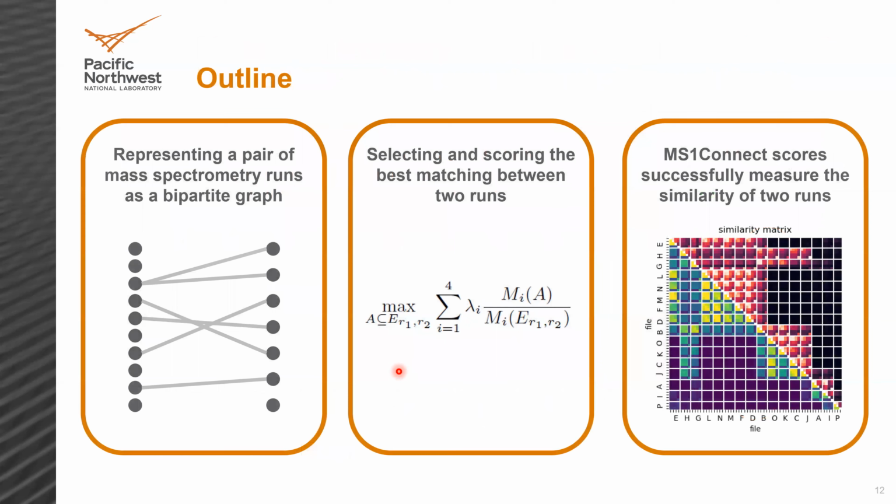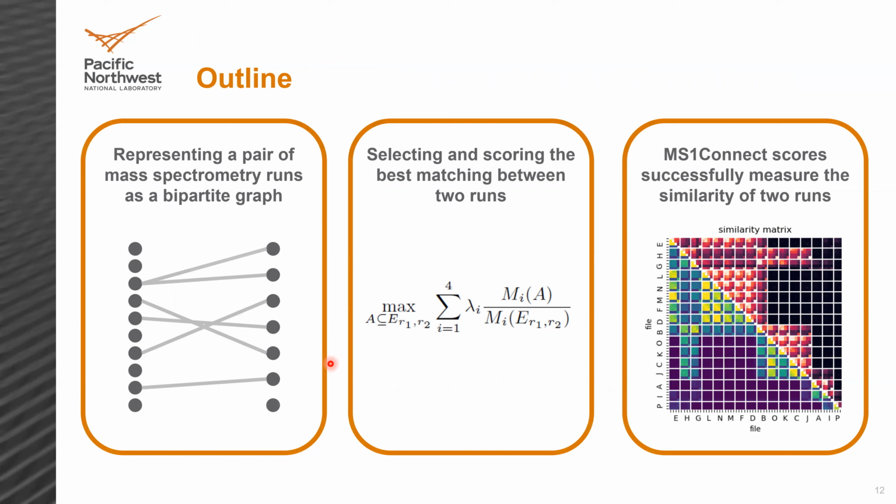So today I'm going to talk about MS1Connect and how we measure the similarity between a pair of runs and how we overcome the issue of MS2 spectra. We overcome this issue by only looking at MS1 information. MS1 scans are always collected in the same way, so we can actually compare DDA, DIA, and targeted analyses all together at the same exact time.